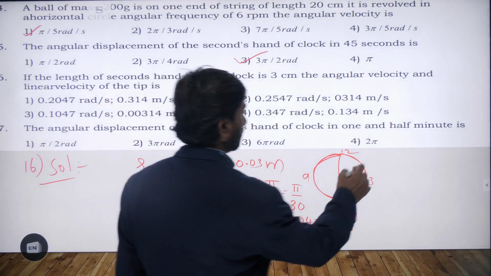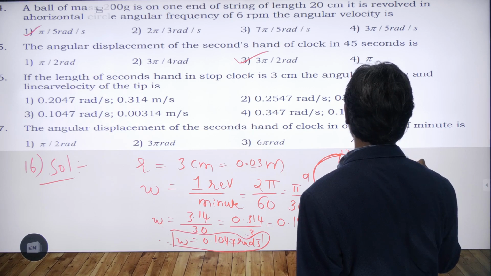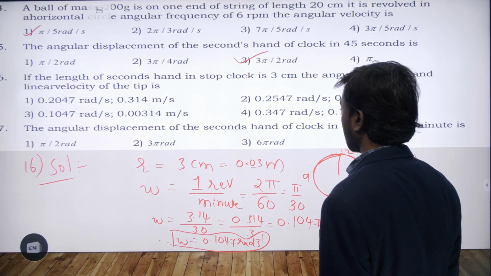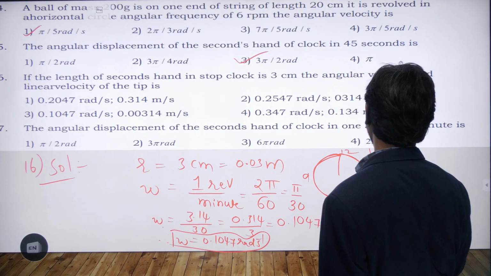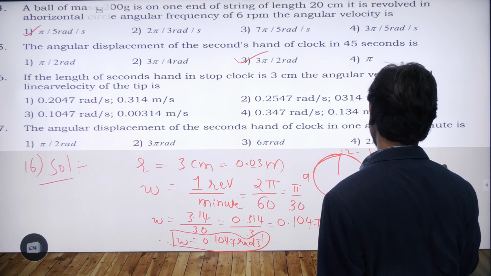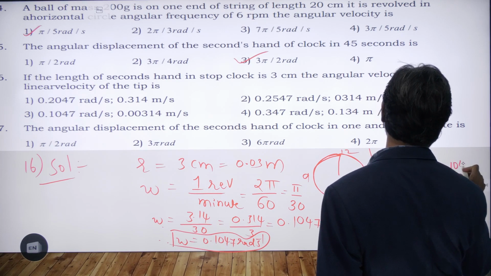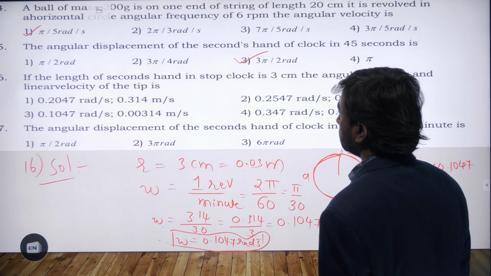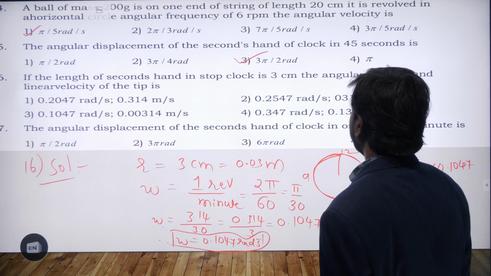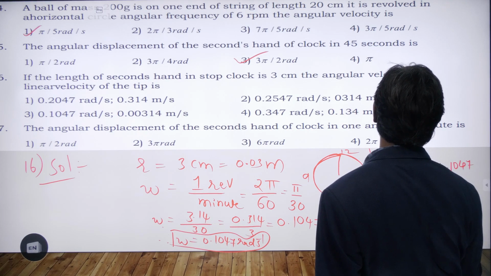The linear velocity formula is what we have learned: V is equal to R into omega. Now the R value is given as 0.03 meters. So we write 0.03 into the angular velocity we got, 0.1047. Now multiply. How much do we get?